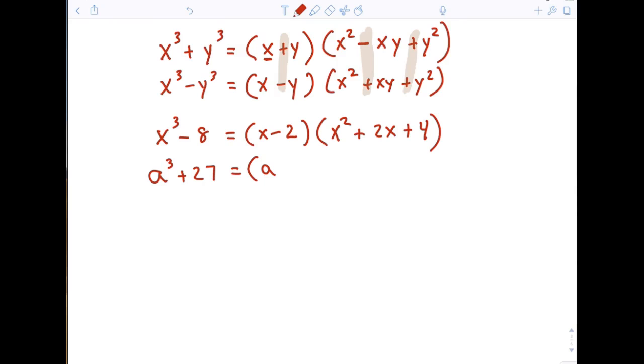Does everybody see? It's 3. So it's the same sign starting out. So it'd be a plus 3. Then square the first term, which is what? A squared. Opposite sign. Minus. Multiply them together. 3a. And then square, which is? That's not hard. Yes, that's a complete factor.